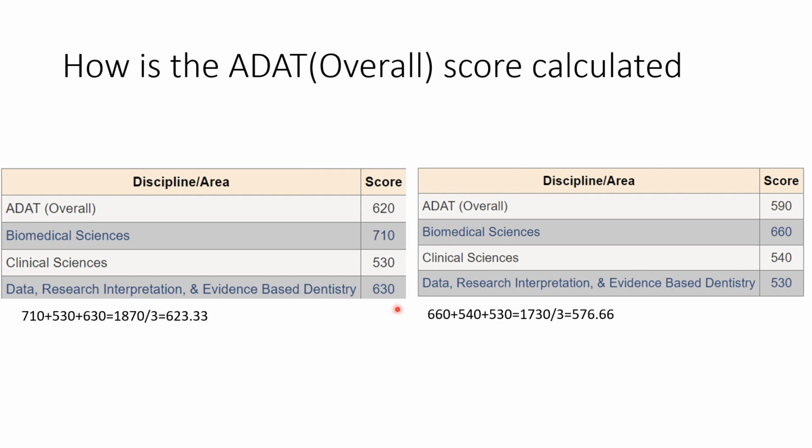So as I was saying, the ADAT overall score is not the exact mean of your sectional scores. As you can see here, the exact mean of the sectional scores is 623 for this candidate, but the score has been downscaled to 620. And in the second example, you can see the exact mean of the sectional scores would have been 576.6, but the score has been upscaled to 590.